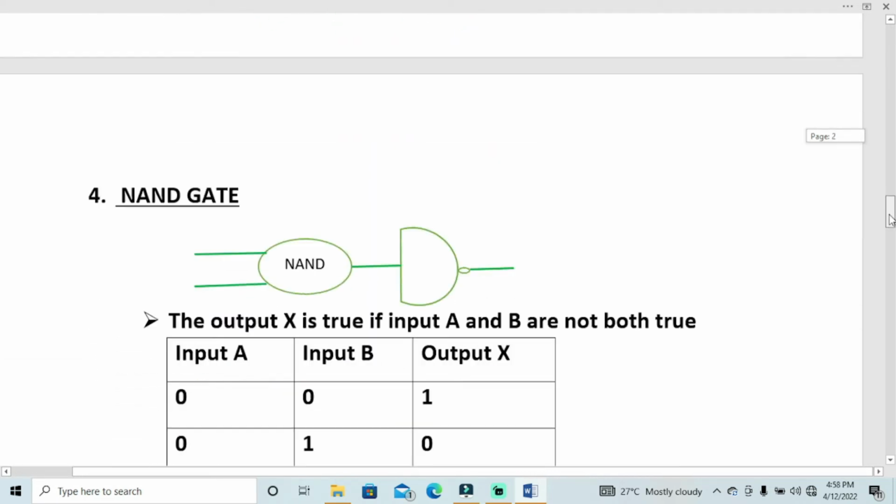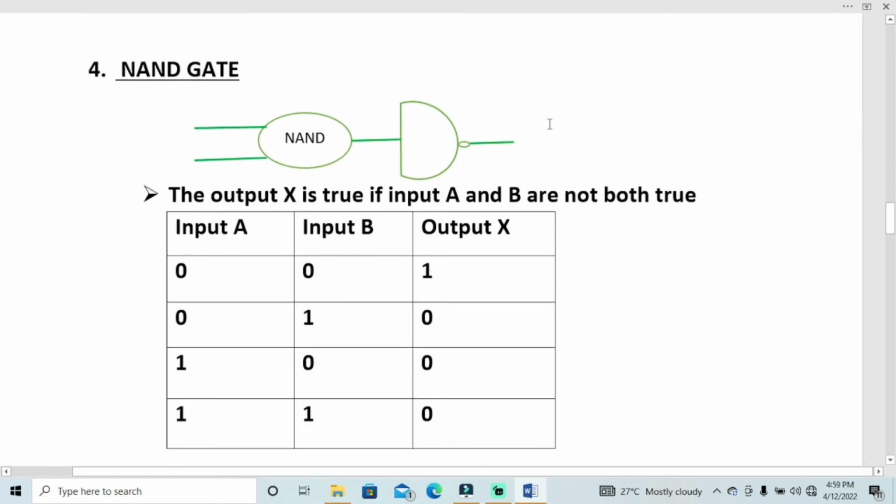On the fourth gate, we have the NAND gate, and you're going to note it is drawn like this. It has a similarity with the AND gate, but the AND gate didn't have this circle, whereas the NAND gate does have this circle. It follows this statement: the output X is true, which means it's 1, if A and B are not both true. So it's only when A and B are both not true, which means both zeros, that the output X is true.